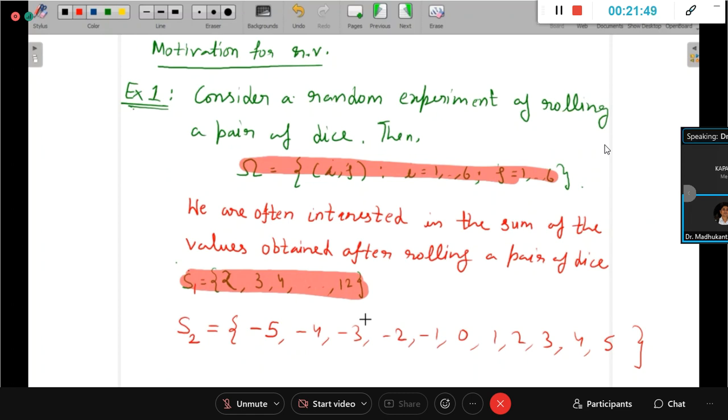So I may be interested in the difference. I may be interested in the product as well. So S3: you can write all the possible products here. There will be 36 of them, so I don't want to write them. This is i times j, such that i equals 1 to 6 and j also equals 1 to 6. I may write in this form.